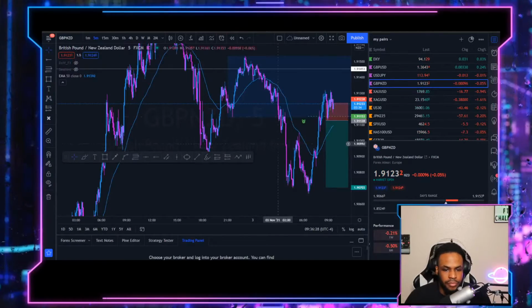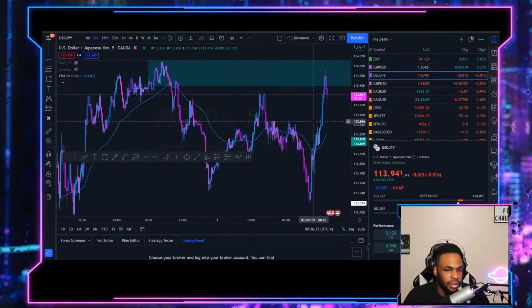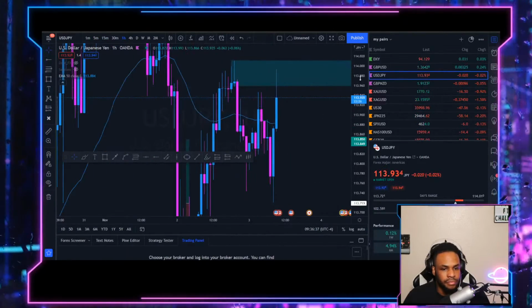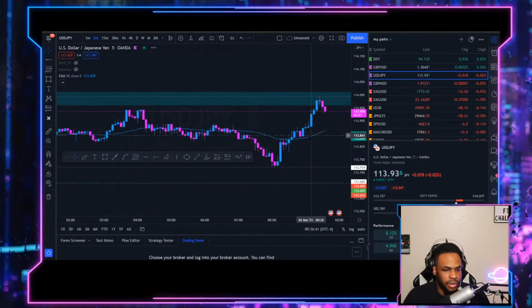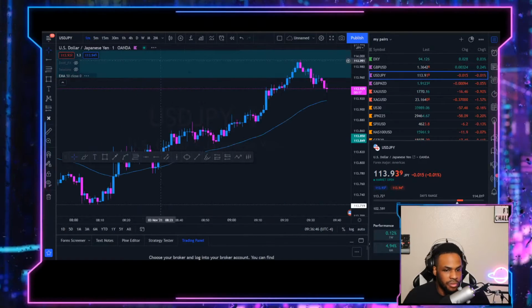All right, so took the L on GN. See what USD JPY is looking like. Wow, I did not set an alert for that one. I don't know if we would have caught that one though. It's not much of a move happening inside of it.